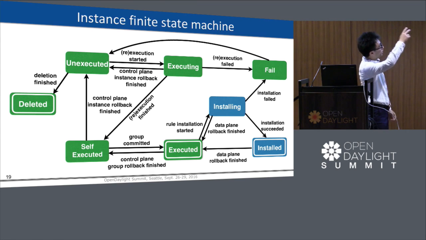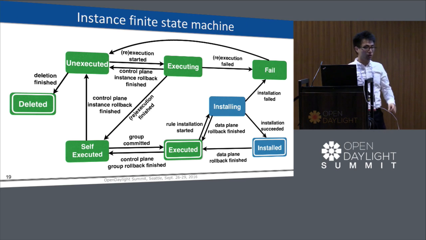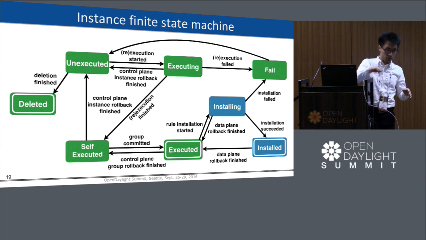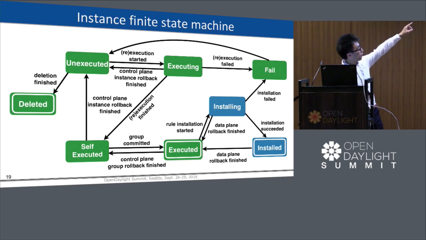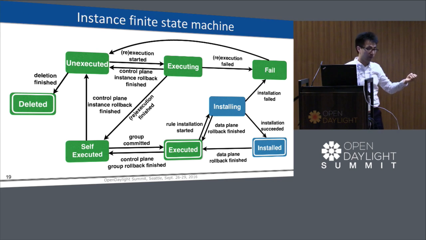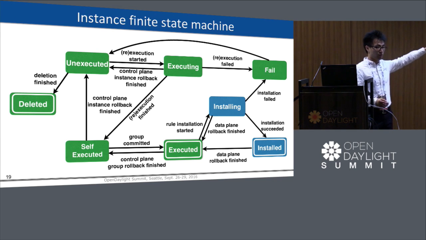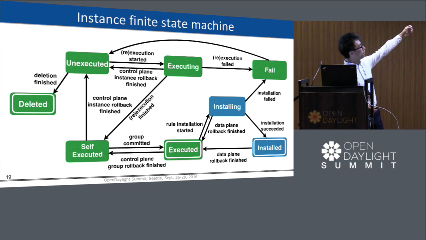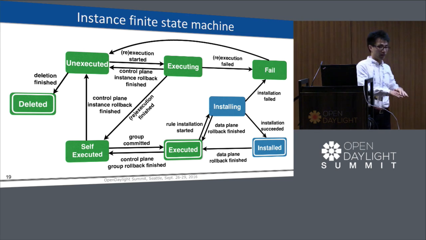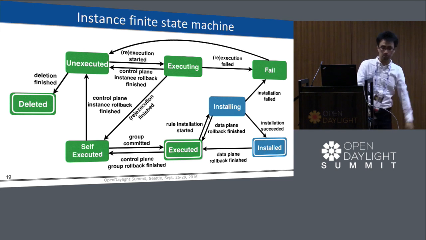And the two states in blue basically mean that, since we are doing networking, we not only consider the programs in the control plane, we also have to monitor the state of the data plane. For example, if I try to install a rule, but it fails, then we cannot, in the control plane, say, yeah, you are still executed. We have to do something about this and make sure the data plane is also consistent with the control plane.